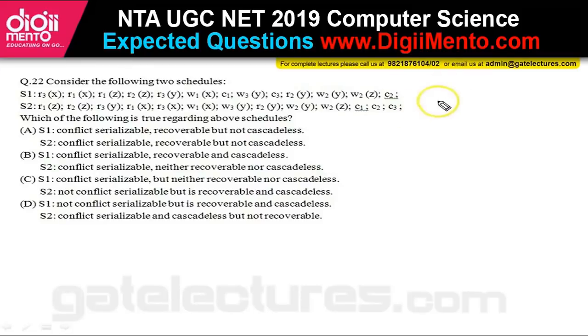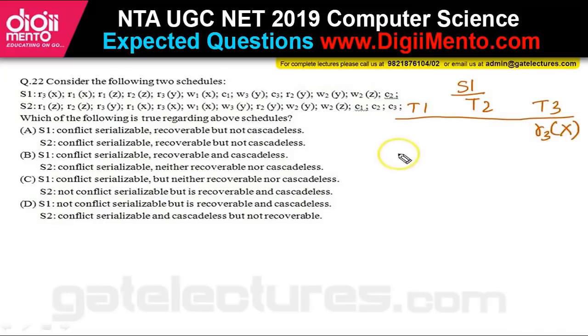Basically, first I will solve for S1 and then we will solve for S2. The process will be lengthy, but when you have practice with these kinds of questions, you can solve it within a minute. I'm doing everything so that you can understand it. If you get it wrong, then you can check where you went wrong. So the first operation is R3X. R3 means the read operation is performed by transaction 3. So T3 is performing a read operation on X.